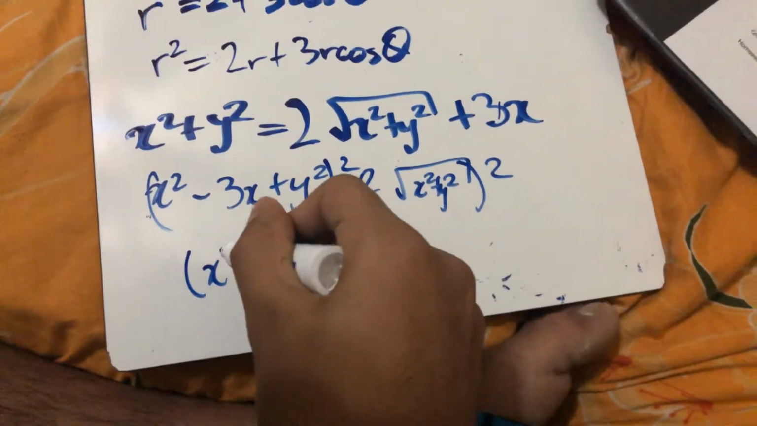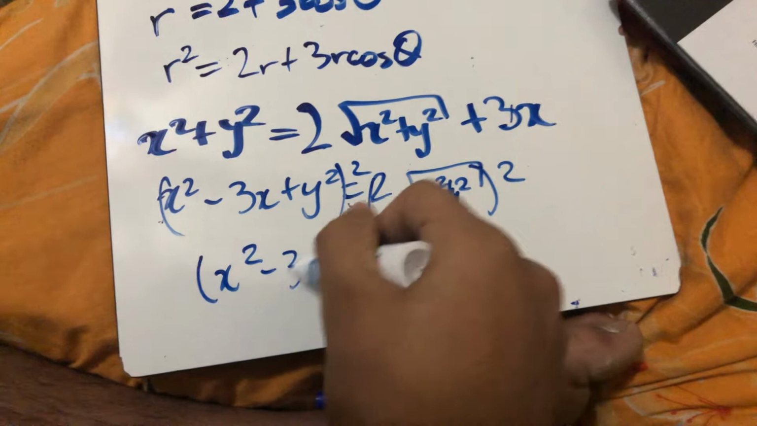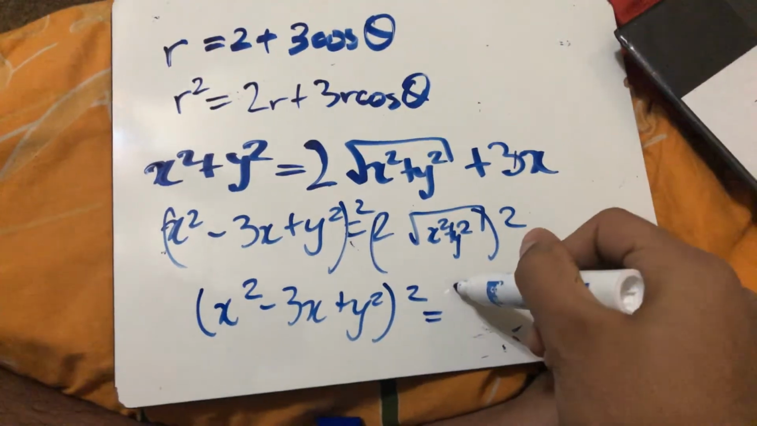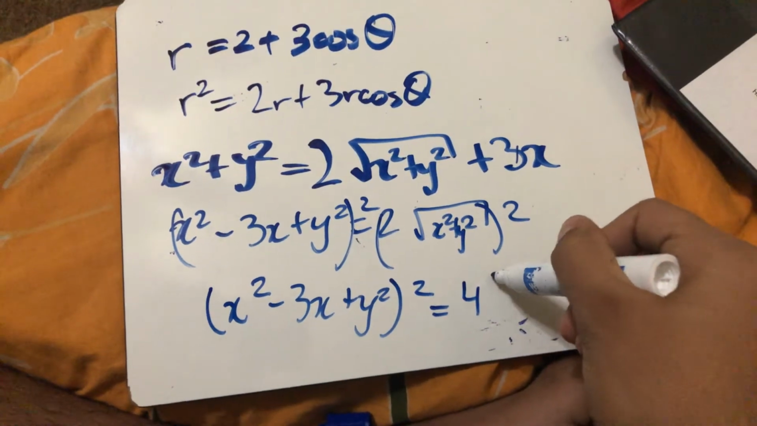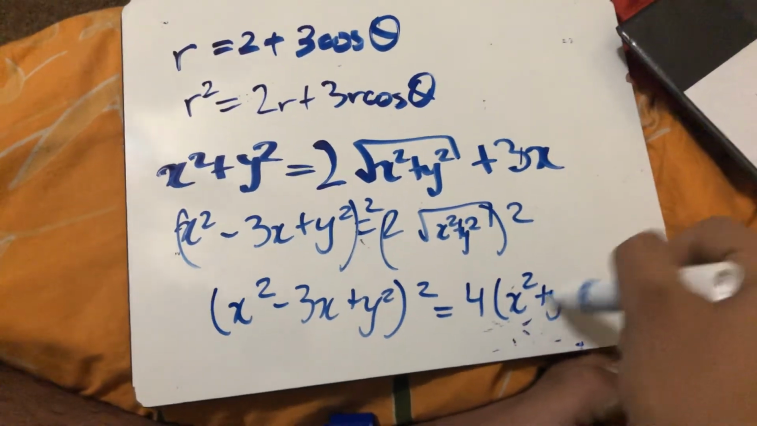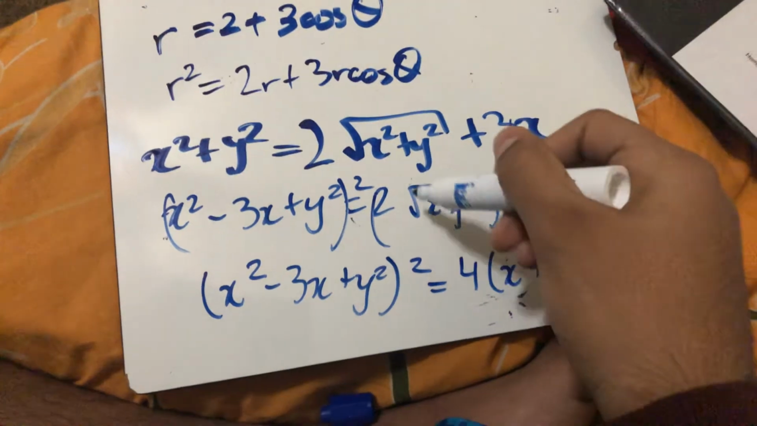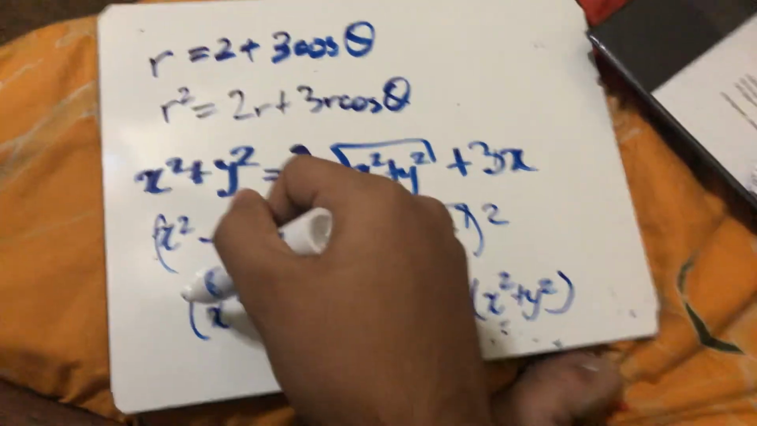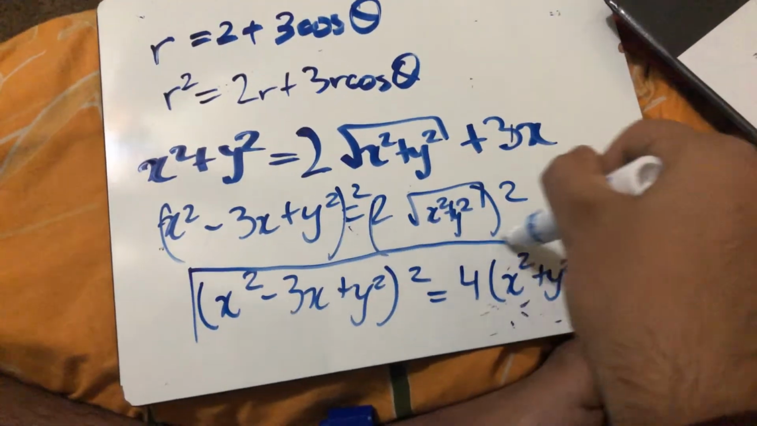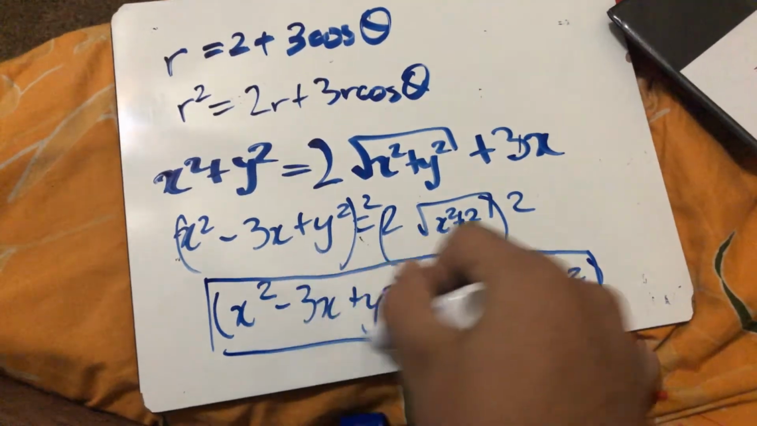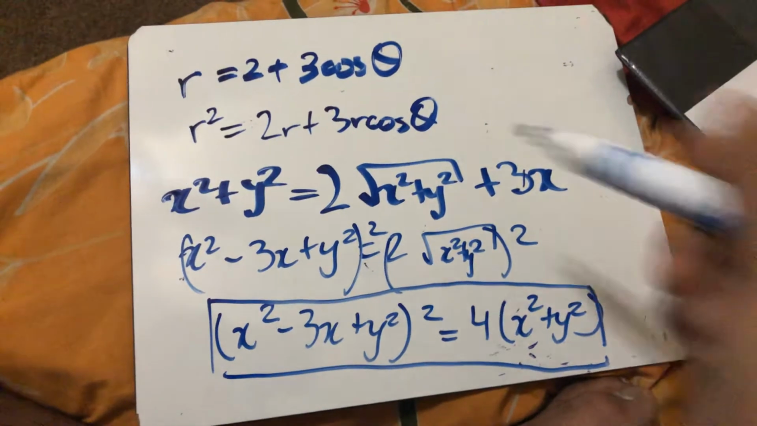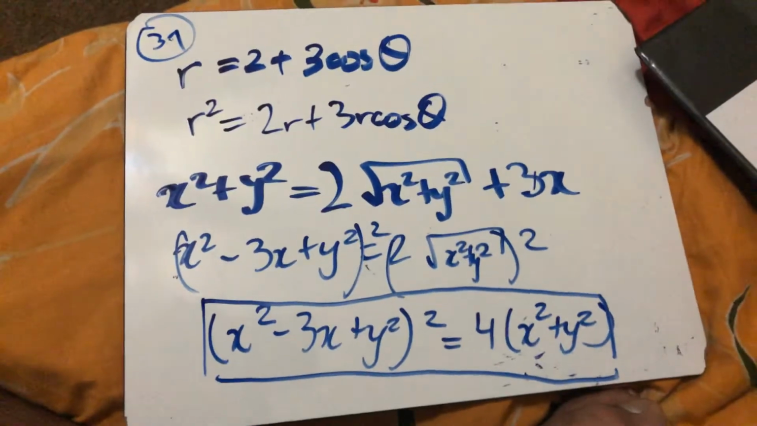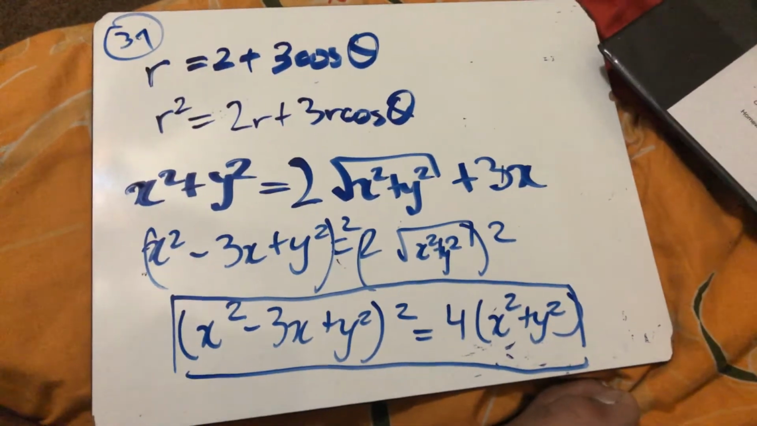I'm not going to go ahead and expand this because I don't think there's a point in expanding that. I'm just going to write that as x squared minus 3x plus y squared, that whole quantity squared, equals 4 times x squared plus y squared, because 2 squared is 4, and that square root, if you square it, it just gets rid of the square root. And I'd actually stop there. I don't think there's a need to go further than that. But yeah, that'll be the answer for number 39. So that's how you do the ones that were given on the homework.